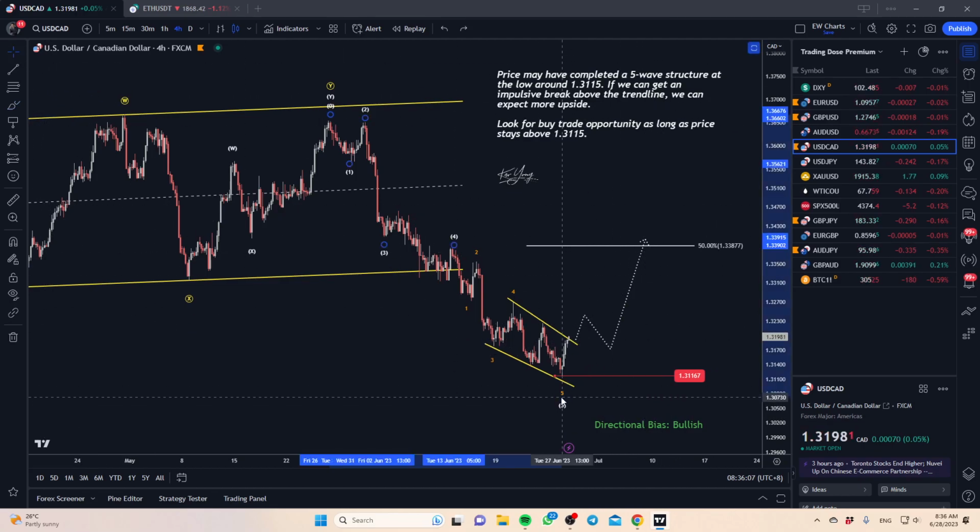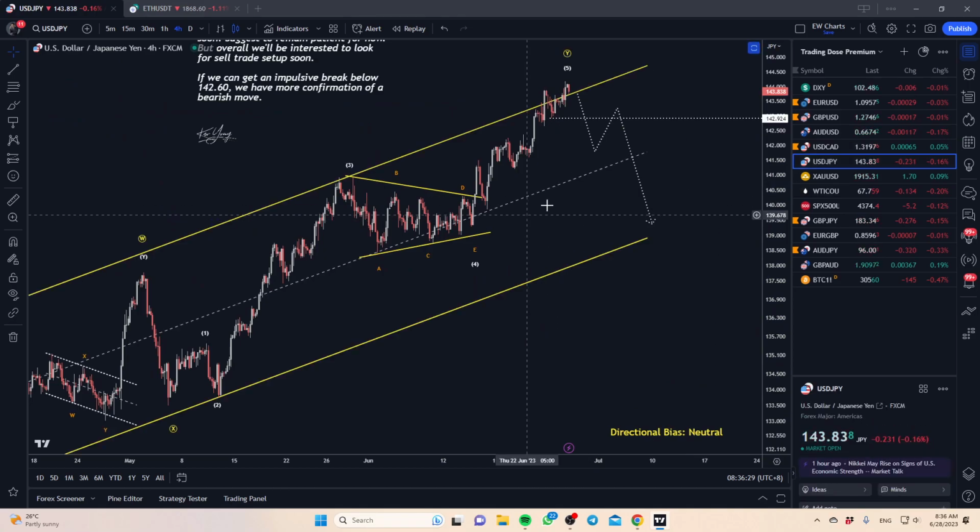Of course, if we can get a decent break above, any form of pullback will be seen as a buy trade with an invalidation of the recent low at 1.3115, and a potential target will be somewhere around 1.3385. So that's actually a potential buy trade opportunity for us in the near term as well, right? So do keep an eye on that.